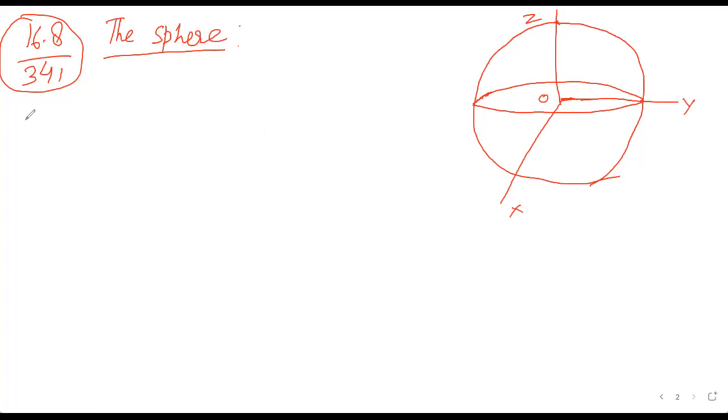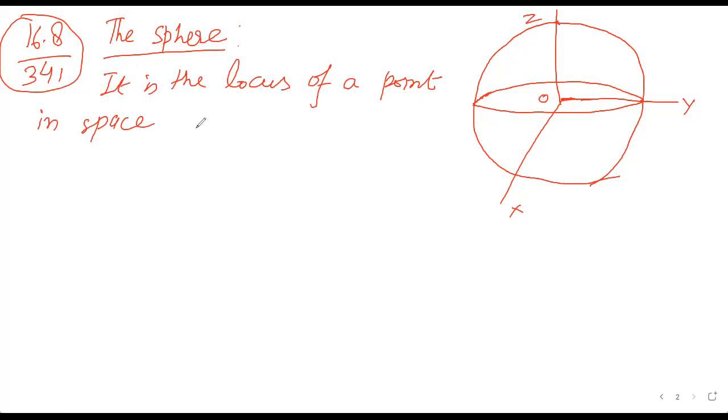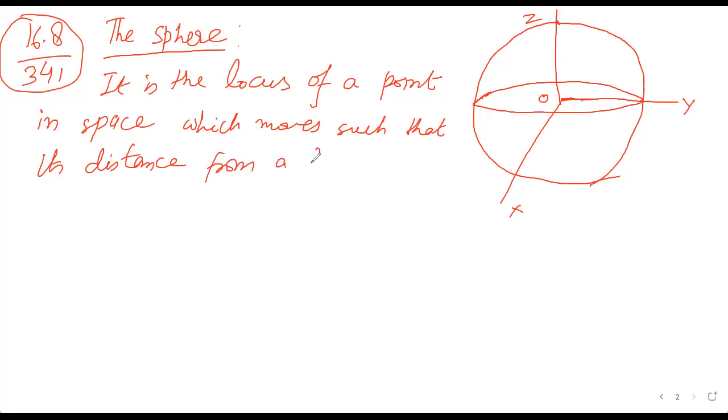So the definition is: the sphere is the locus of a point in space, in three dimensions, which moves such that its distance from a fixed point always remains the same.